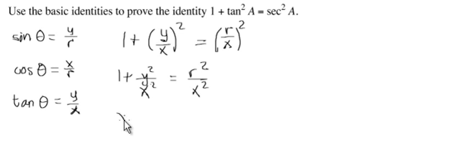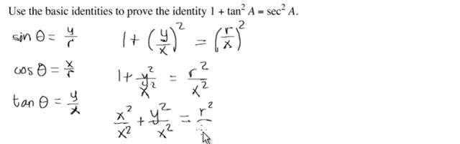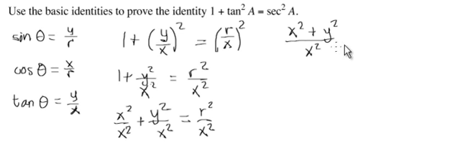So we can write 1 as x squared over x squared. And then we have our y squared over x squared equals r squared over x squared. Now, we combine these, and we get a single fraction on each side. x squared plus y squared all over x squared equals r squared over x squared.